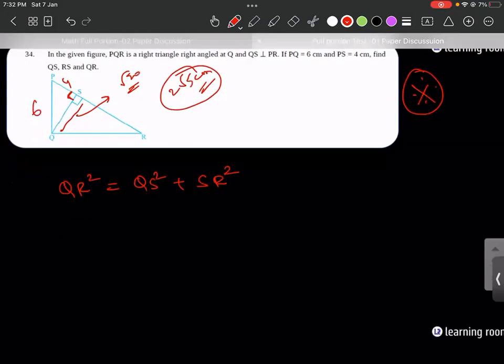Okay. Then we get 20 plus 25. My question is, QR square is equal to, you're saying QS square, you want to replace it with root 20. That's what you will get, 20. So root 20 square plus, what is the value of SR?